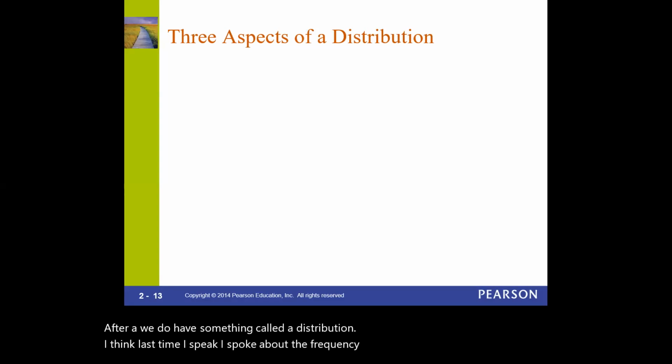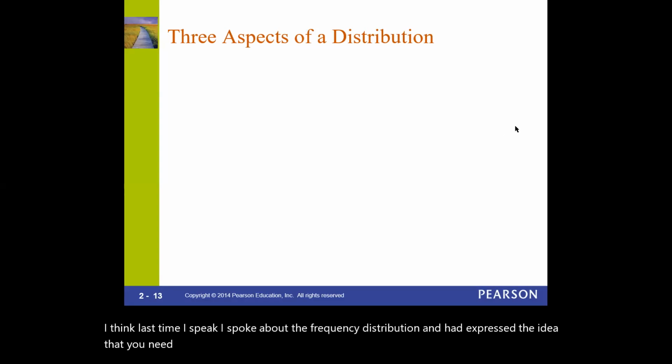Okay, so whenever we talk about, we do have something called a distribution. I think last time I spoke about a frequency distribution, and I did express the idea that we need to have some type of shape, like a bell shape, something like that, and we're gonna say this is symmetry or not.